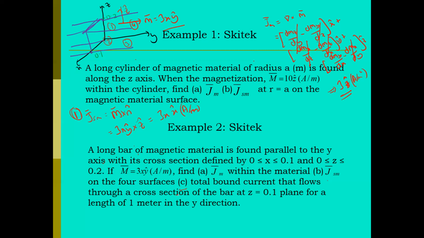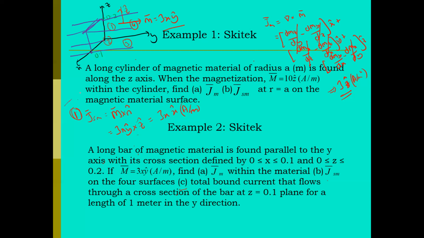And for part C, the third question is to find the total bound current that flows through a cross section of the bar at the z equals 0.1 plane for a length of 1 meter in the y direction. So we need to find the total bound current that flows through a cross section of the bar at the z equals 0.1 plane, for a length of 1 meter in the y direction.